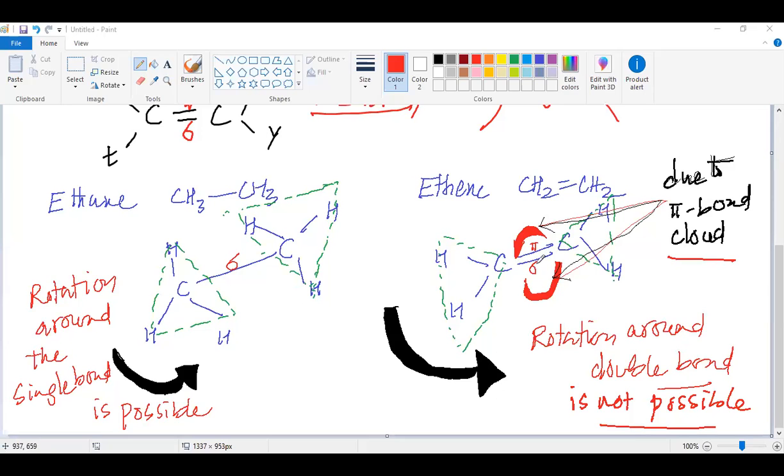are you able to hear me, my dear students? Can you hear me clearly? Yes, sir. So when we have this double bond, when we have at least one pi bond present, due to this pi bond cloud, the rotation around the double bond is not possible. So now we can easily say that the rotation around the pi bond is not possible.